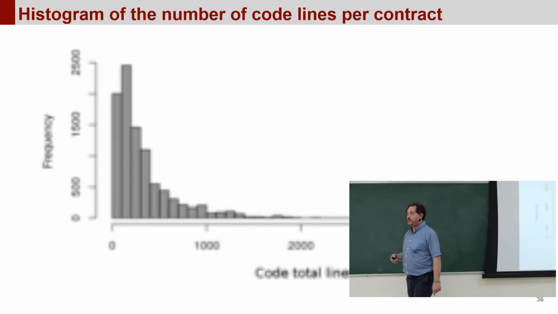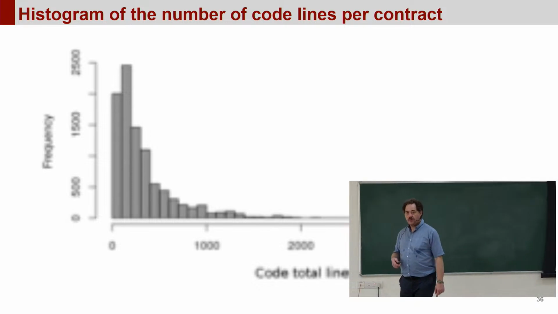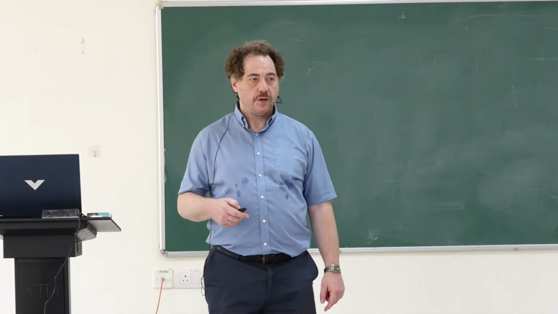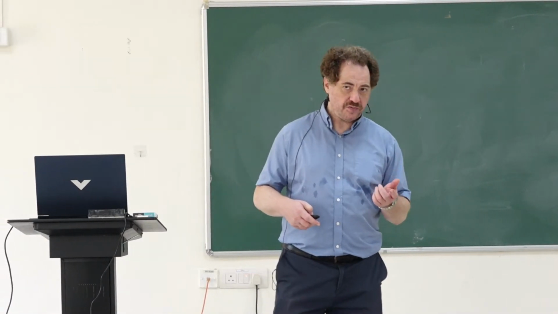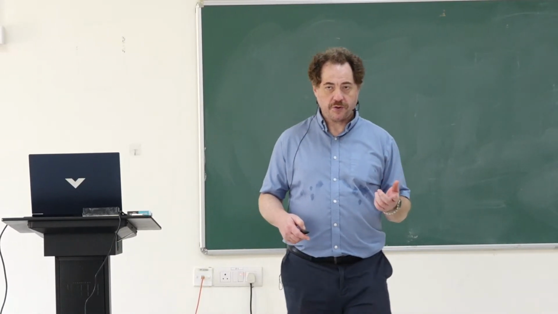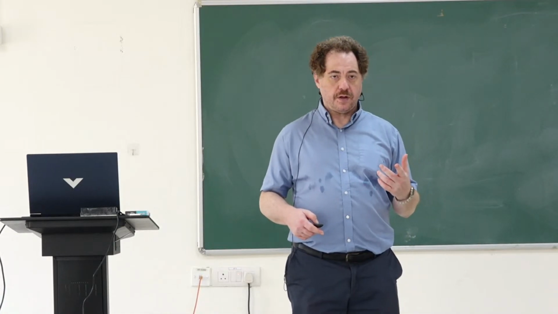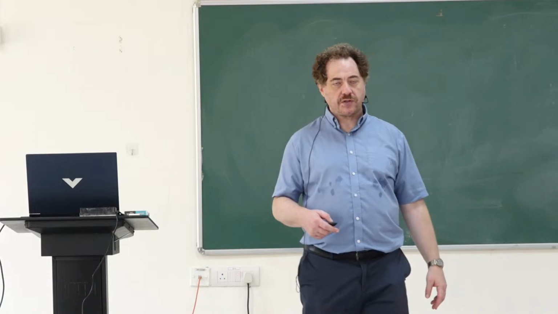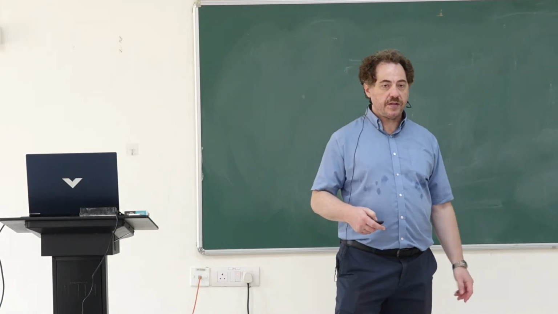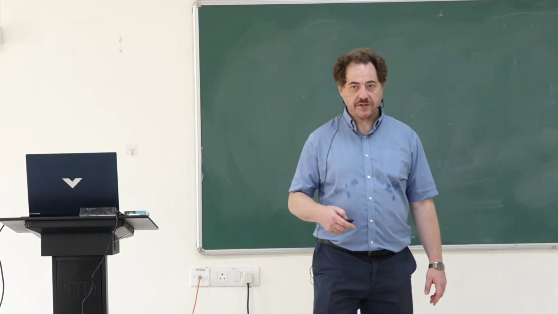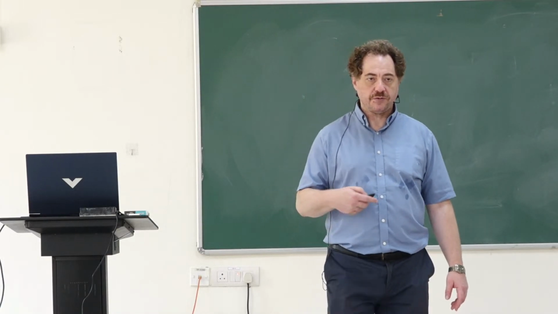So right now, most of the deployed programs, deployed contracts, are very short. And this is both because of the complexity of writing the contract, but also because of the gas limitations. Because running the contract execution means that one needs to spend a lot of gas. Therefore, in most cases, long contracts are not beneficial.